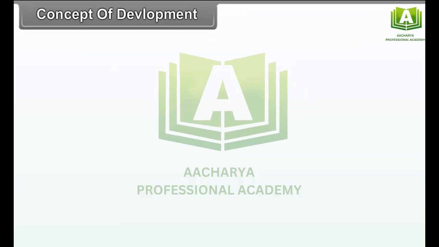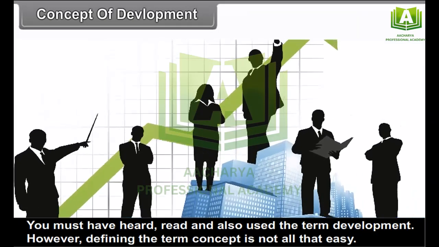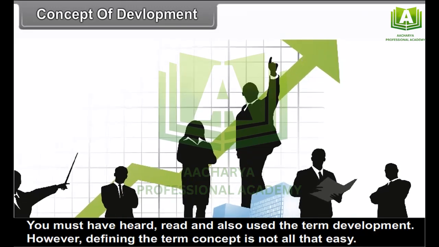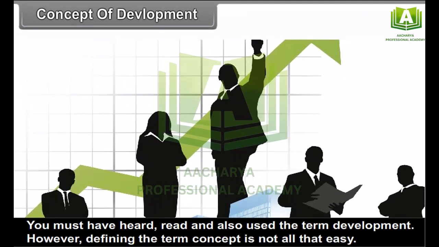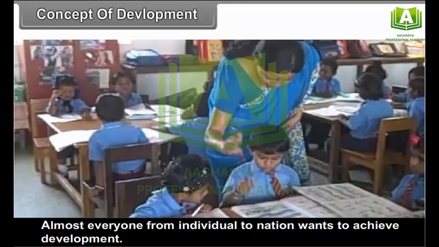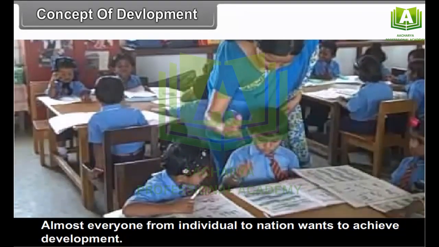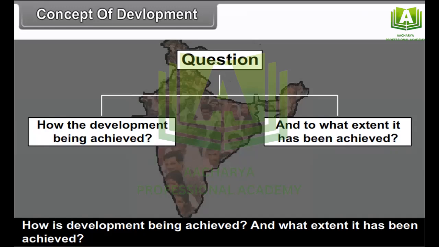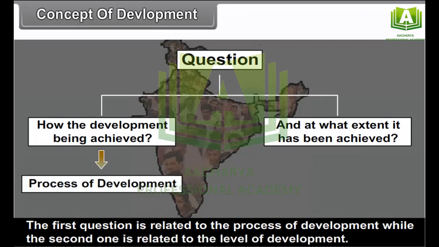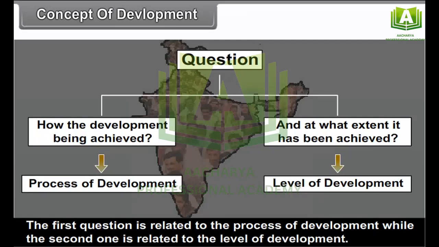8.1, Concept of Development. You must have heard, read and also used the term development. However, defining the term concept is not all that easy. Almost everyone from individuals to nations want to achieve development. When we think of development, two questions arise: how is development being achieved? And to what extent it has been achieved? The first question is related to the process of development, while the second one is related to the level of development.